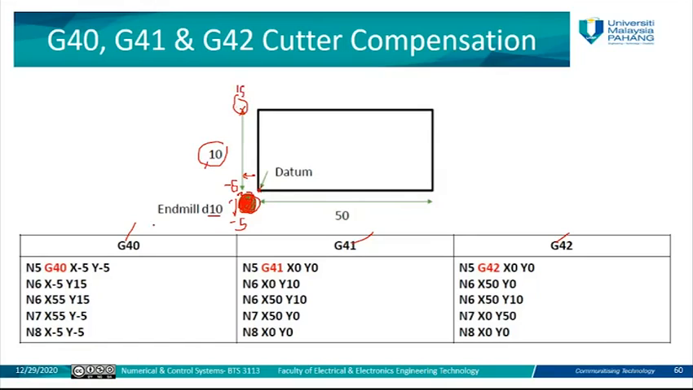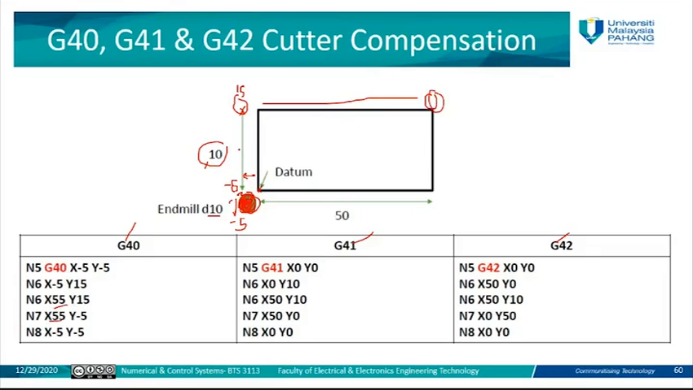Okay, if we assume the diameter is 5, then if we go right, it will go the same at this point until it reaches this point. So it will be like the border here. It will be 50 plus 5, which is 55.